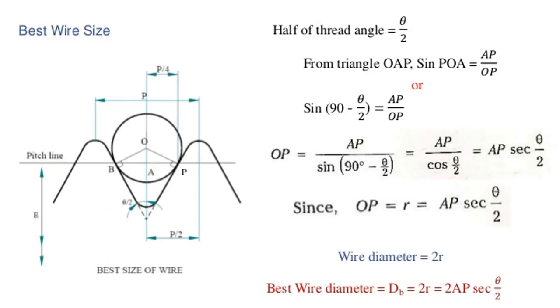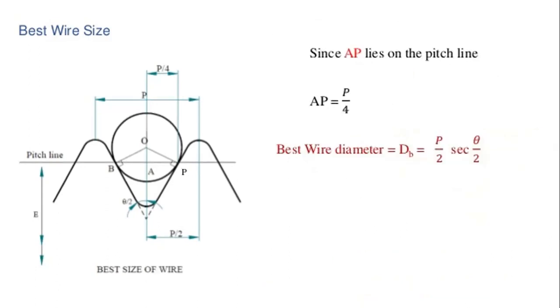So then we have to take the into the both ends. Next, since AP lies on the pitch line, it satisfies the pitch line condition. Therefore, AP is equal to P by 4. So it is taken as the P by 4 condition. That is, this is the AP line, and this length has been taken as P by 4.